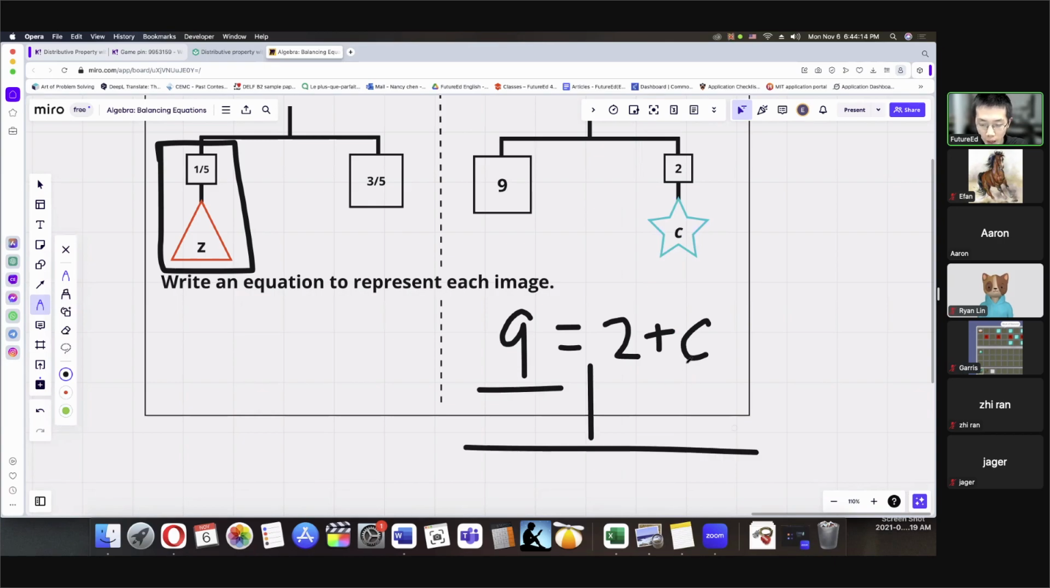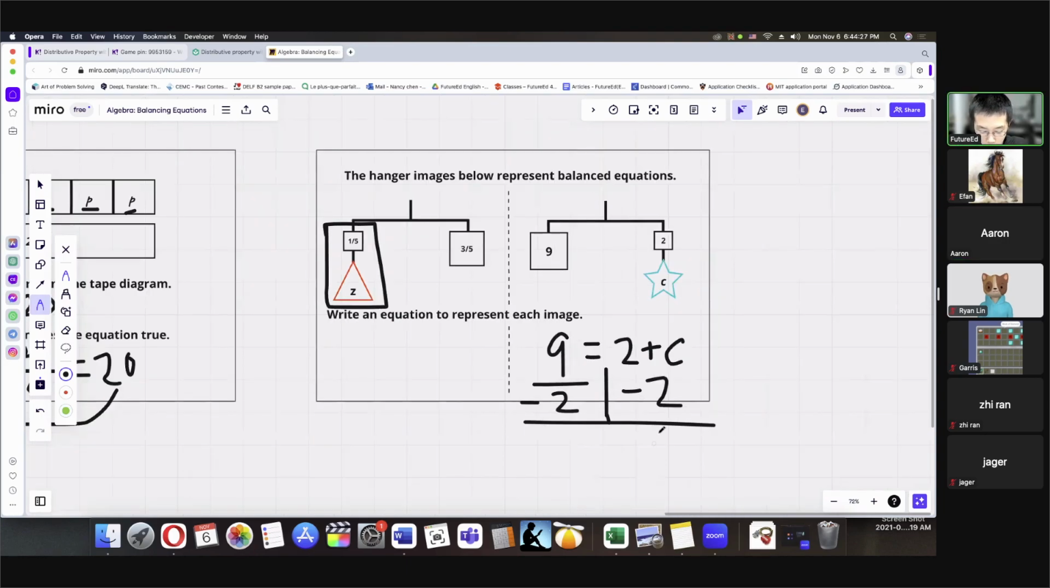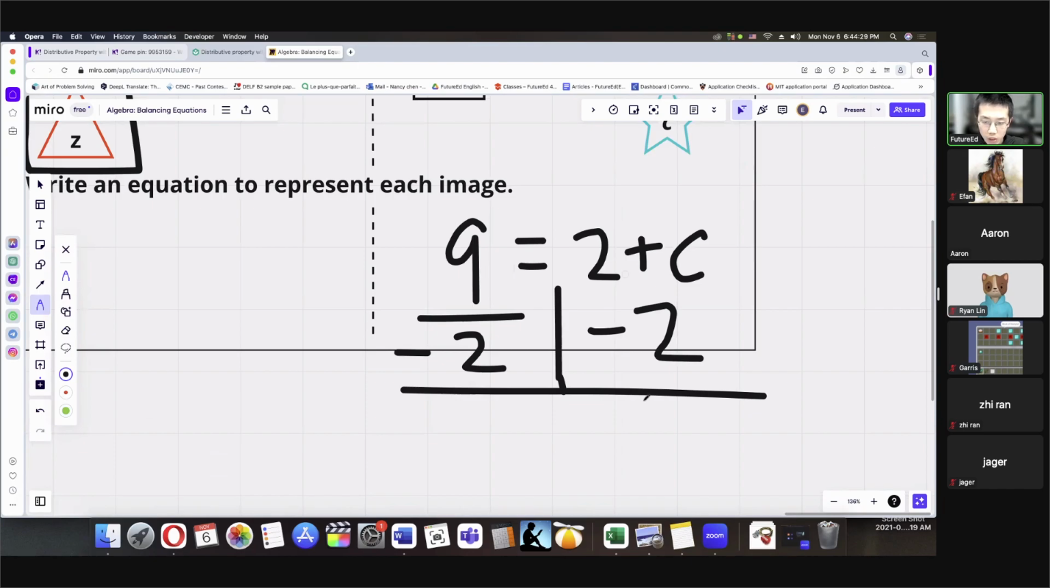What would we need to do to isolate C? Minus 2. So we subtract 2 on the right side and on the left side. Okay, so let's try the right side first. What's 2 plus C minus 2? 0. It's not 0. We didn't touch the C, remember? So it's what, Aaron? So 2 plus C minus 2.